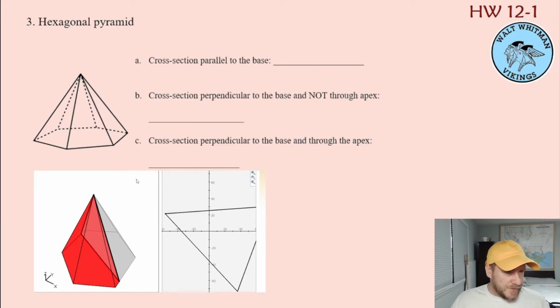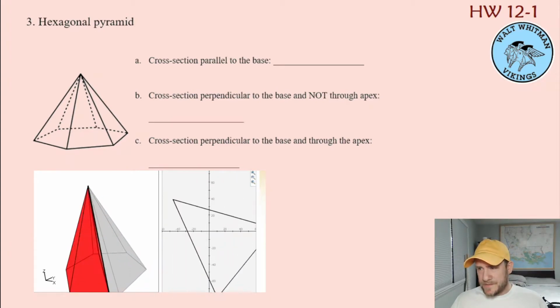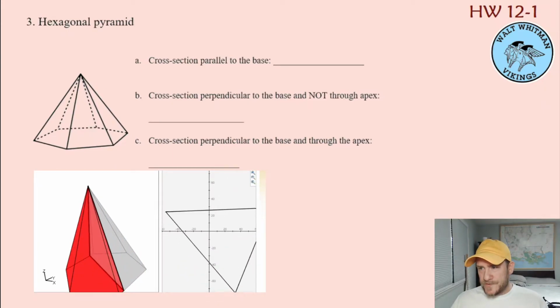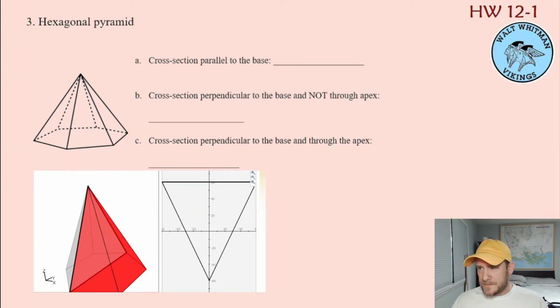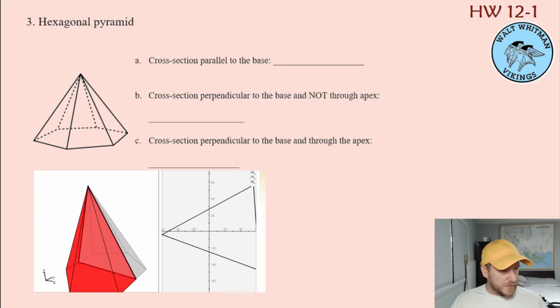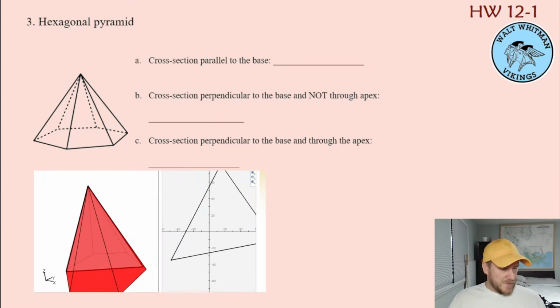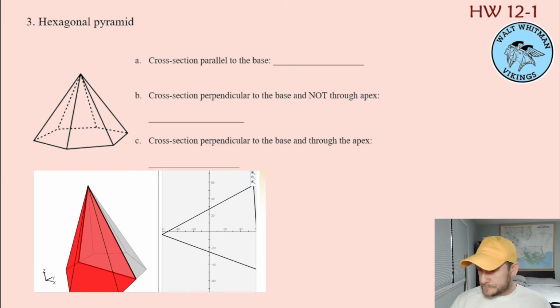So I don't know, maybe let's jump right to part C. Part C says a cross-section perpendicular to the base and through the apex. From before, it still works. We can see again that anytime we're perpendicular to the base and passing through the apex, we're still getting a cross-section that's just a triangle. So there's no way around that. They're trying to show you that that's true of every pyramid no matter what the base is. So if my base is a hexagon, I still get a triangle. If my base was a square, I still get a triangle. So for part C, you can definitely just call it a triangle.